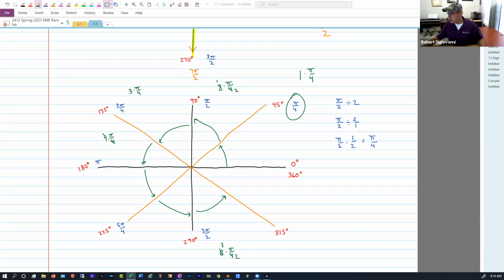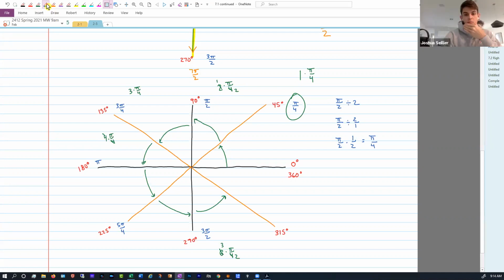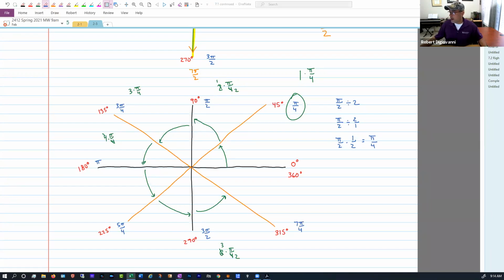Joshua, Yes, sir. Where are we at? Radian wise here. So that would be 7 pi over 4s. Yep, that's 7 pi over 4s, and we can't reduce 7 pi over 4, right? We can't reduce the fraction, so this is just going to be 7 pi over 4. And finally, when we get all the way around, Cameron. It would be 2 pi. Yeah, so it's 8 pi over 4s though, right? And the 8 and the 4 reduce, okay?